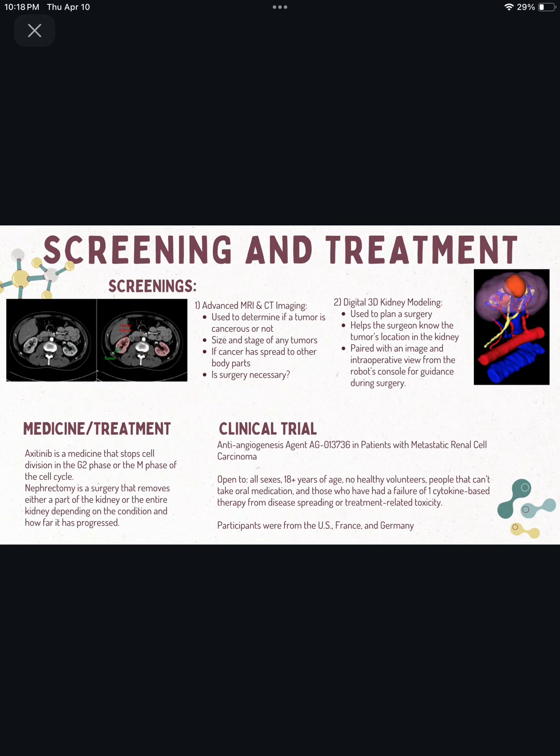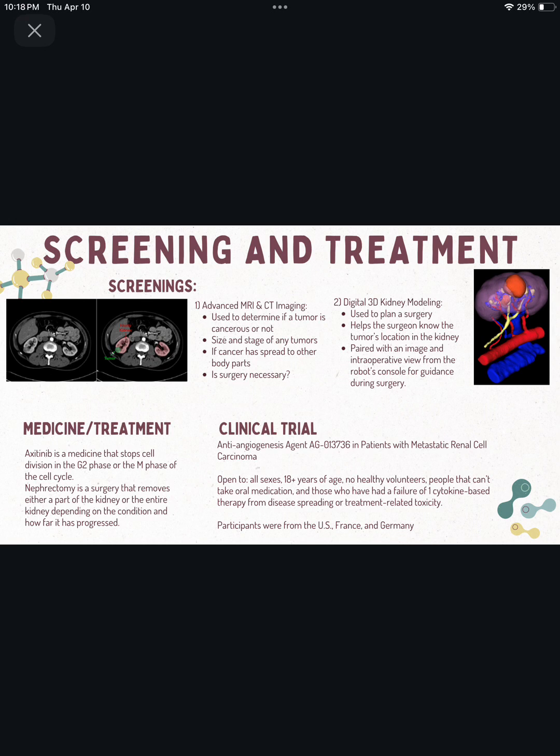Screening and treatment. So the first screening option is advanced MRI and CT imaging. This can be used to determine if the tumor is cancerous or not, the size and stage of any tumors, and if the cancer has spread to other body parts, and this can help decide if surgery is really necessary for the person.